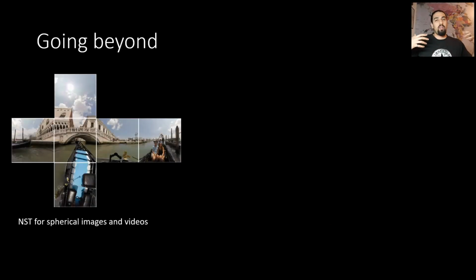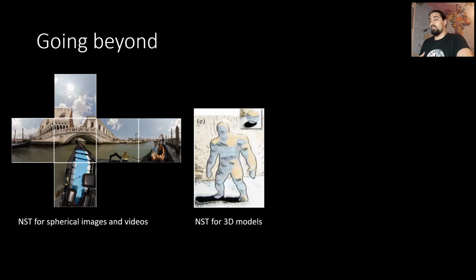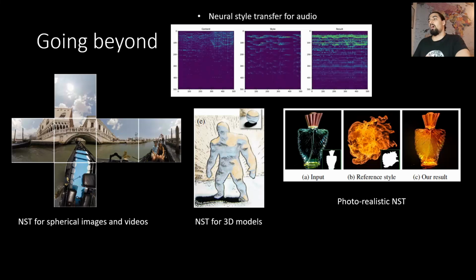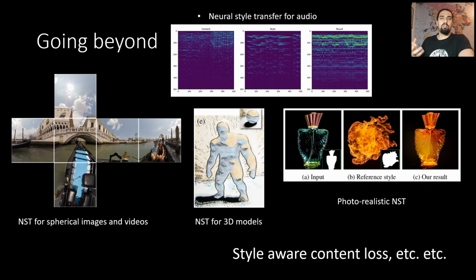So we saw neural style transfer for static images, we saw it for videos, and the thing with this NST field is that people are trying to apply it everywhere. So we've got NST for spherical images and videos that can be used in VR, there is this concept of transferring style to 3D models, where the artist just needs to paint this sphere in the top right corner, and it gets transferred to the 3D model. There's this photorealistic neural style transfer, where you basically only transfer the color information onto the content image. There is also neural style transfer for audio, and style-aware content loss, etc., etc.